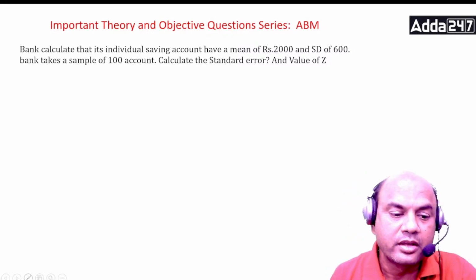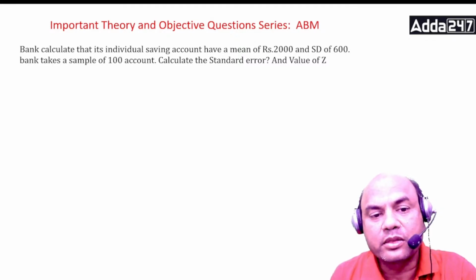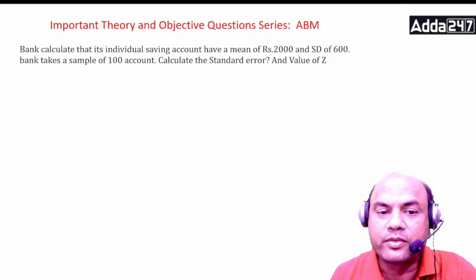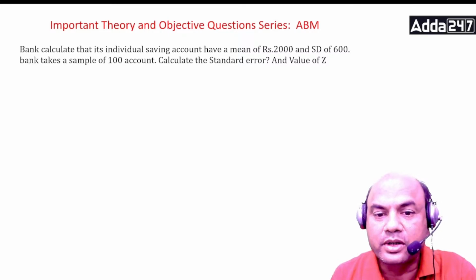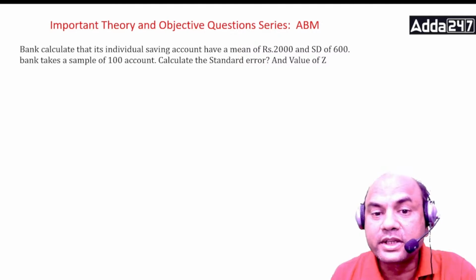Sampling. The numerical is from sampling distribution. A bank calculates that an individual savings account has a mean of 2000 and a standard deviation of 600. The bank takes a sample of 100 accounts. Calculate the standard error and the value of Z. So two things are asked, standard error and value of Z.